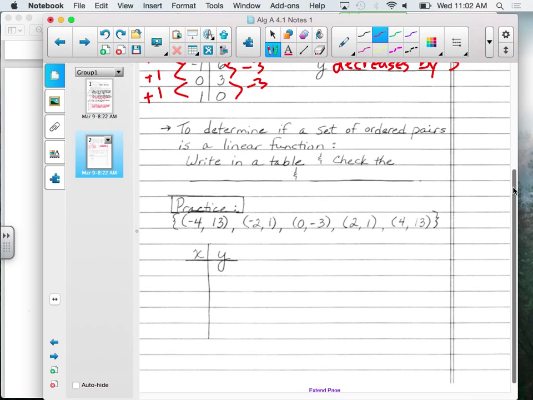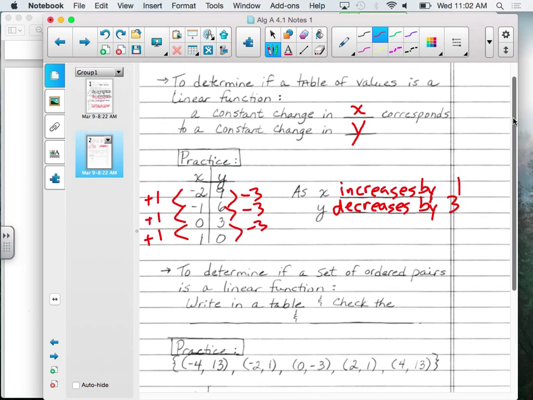So do we still need to finish this though? Is it a linear function or not then? Yes or no? Yes, it is linear. Okay, since there is a constant change in x and a constant change in y, it is a linear function.